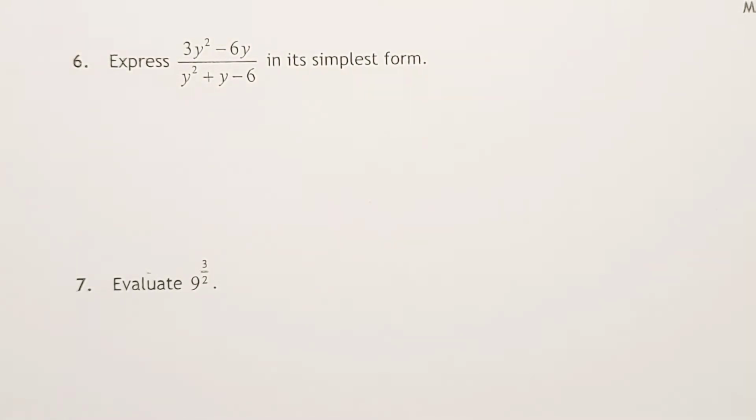National 5 Maths, Practice Paper H, Paper 1. Now in question 6 we've got to simplify this fraction, but you can see we've got some algebraic terms here. So what we're going to have to do is to factorise it first. So when you're factorising, look for a common factor, a trinomial, or difference of two squares.